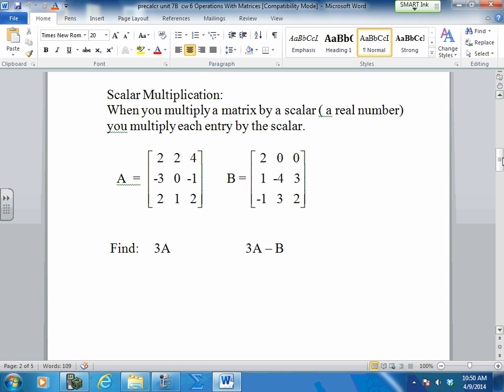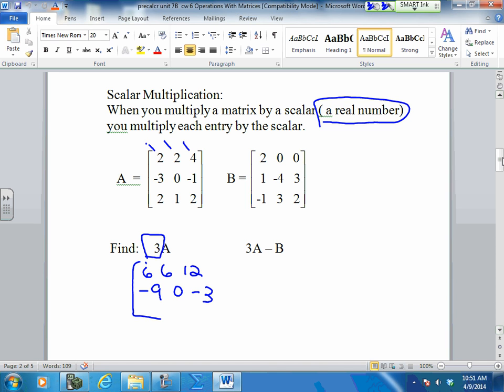Now, scalar multiplication. Scalar multiplication means you're just multiplying by a number. I just want to multiply matrix A by 3, which means I want to multiply every single entry by 3. So if I multiply by 3, I get 6, 6, 12. You with me? I'm multiplying every entry. -9, 0, -3, 6, 3, 6.